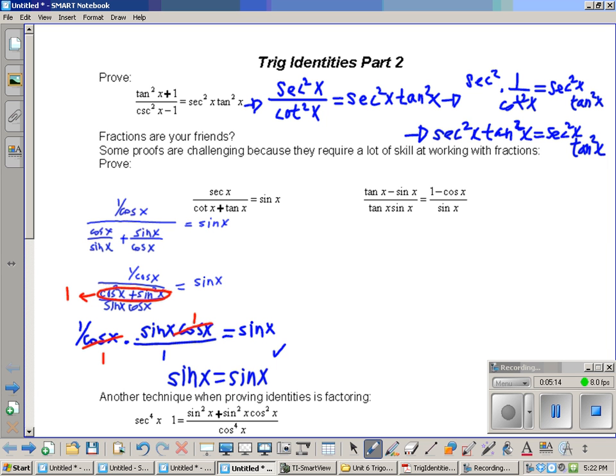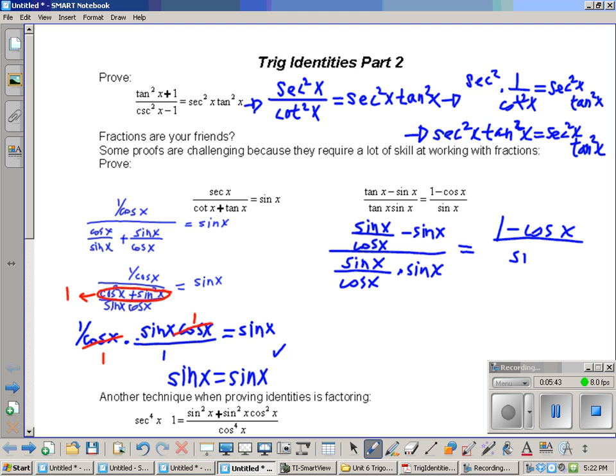The next one will also require use of lots of different stuff. Let's go with tangent x. We'll change that to sine x over cosine x minus sine x. In the denominator, we're going to change tangent to sine x over cosine x as well, and that's multiplied by sine x. My goal is to show that this equals 1 minus cosine x over sine x.